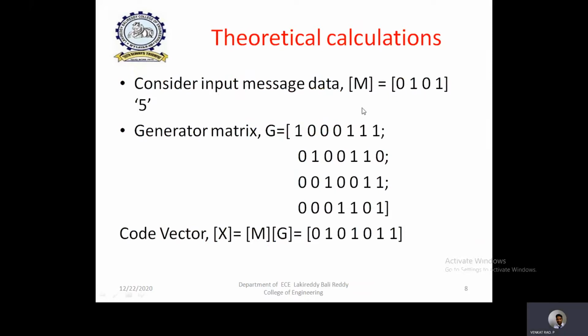So this is multiplied by some generator matrix. This generator matrix is defined by the designer, so we need to know the generator matrix beforehand in order to find out the code word. Simply using linear block code, by multiplying these two matrices, you will directly observe the encoded output.